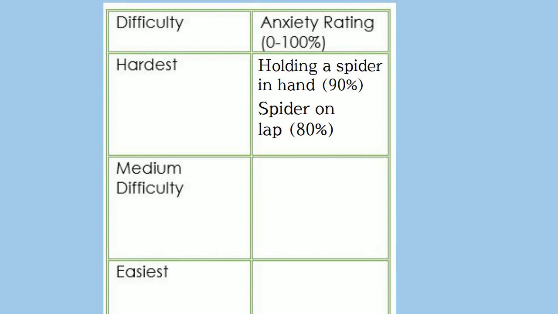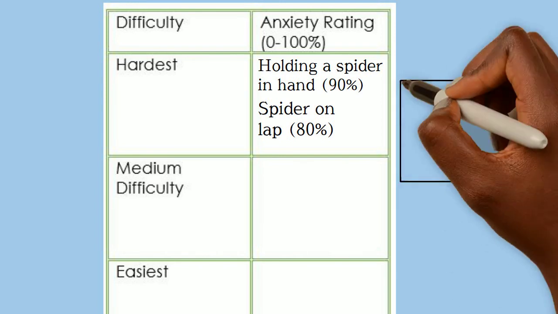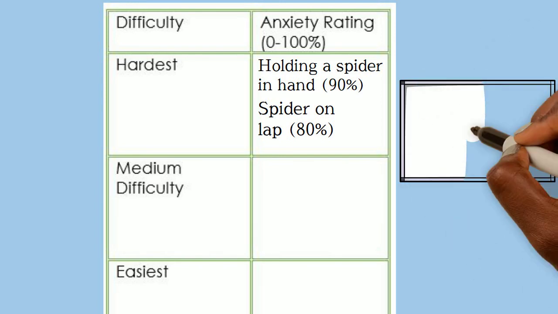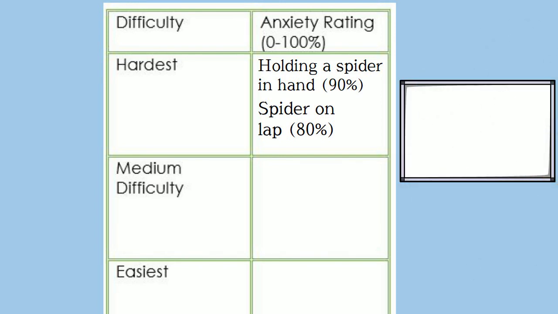As a last resort, you could ask something like, if seeing a video of a spider is 55% anxiety, what percentage would seeing an image of the spider be? However, this is quite leading, so try to avoid this if you can. There are two very important considerations to keep in mind when creating an exposure hierarchy.